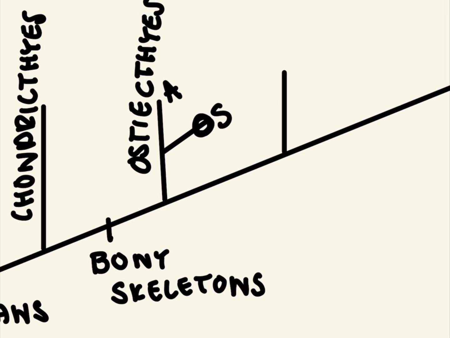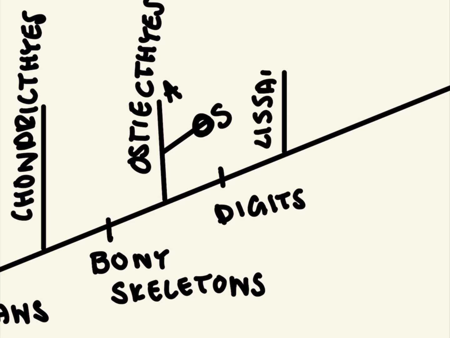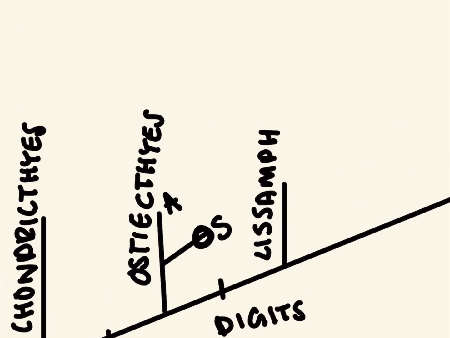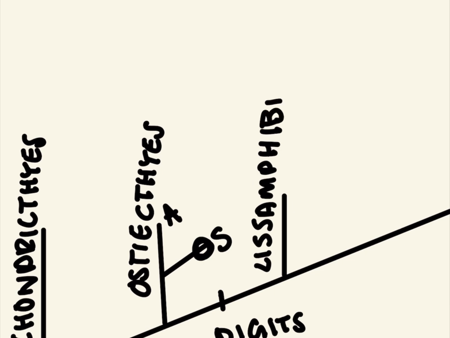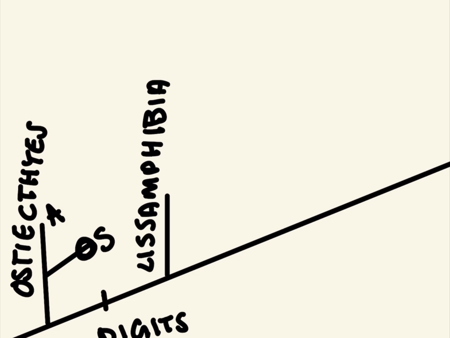The next branch is classified as Lissamphibia, which is where we see the first development of digits. This is a group of tetrapods that includes all modern amphibians. Lissamphibians consist of 3 living groups, the anurans, which are frogs and toads, the caudata, which are salamanders, and the gymnophiona, which are caecilians. Our next 2 final branches derived at a similar time, synapsids and sauropsids.